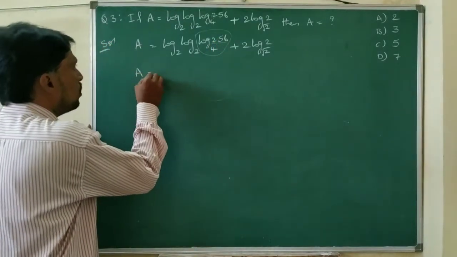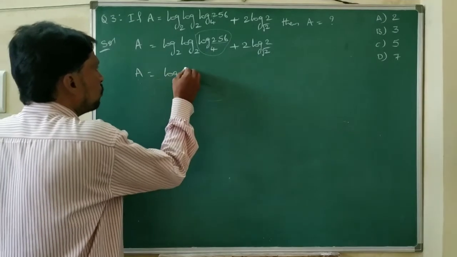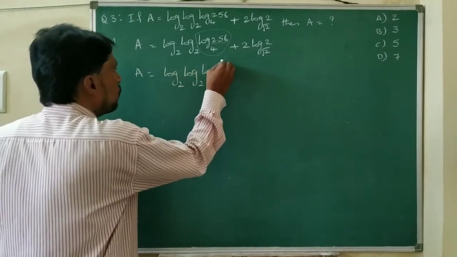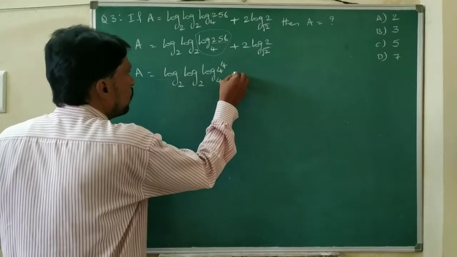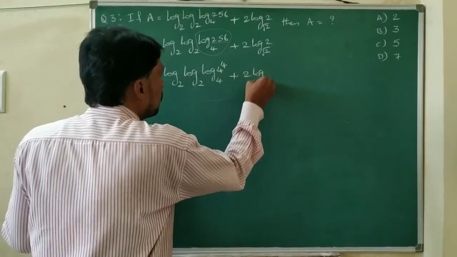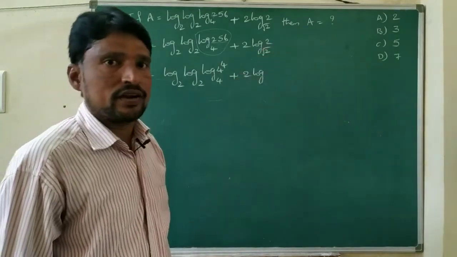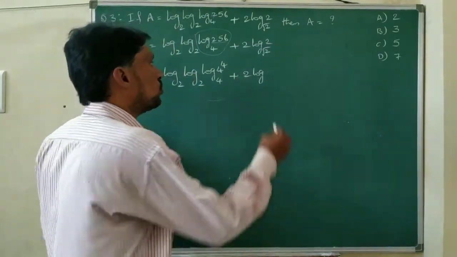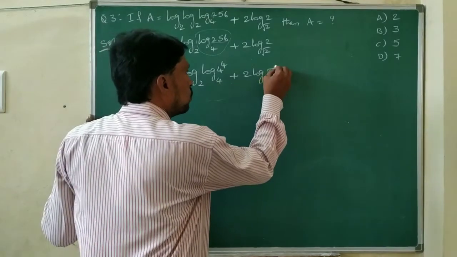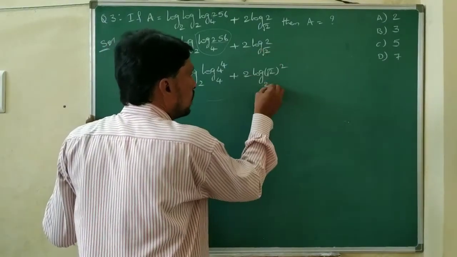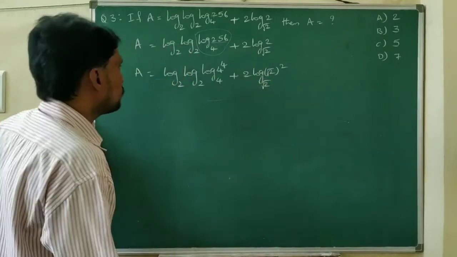So A equals log base 2 log base 2 log 4 power 4 base 4, plus 2 log, here the base is root 2. This 2 we can also convert into the root 2 type. So we can take root 2 whole squared. Square root gets cancelled, so we are getting 2 only. Here the base is root 2 as it is.